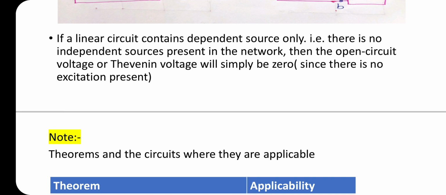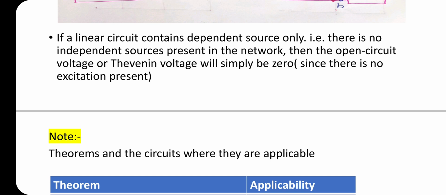If a linear circuit contains dependent source only, that is, there is no independent sources present in the network, then the open circuit voltage or Thevenin voltage will be simply 0, since there is no excitation present.